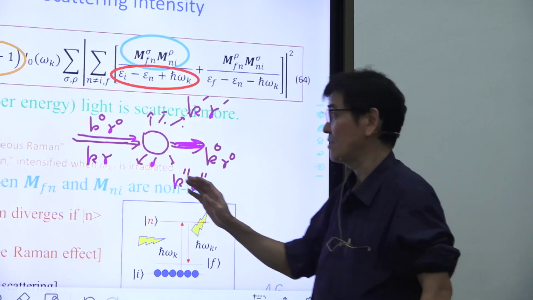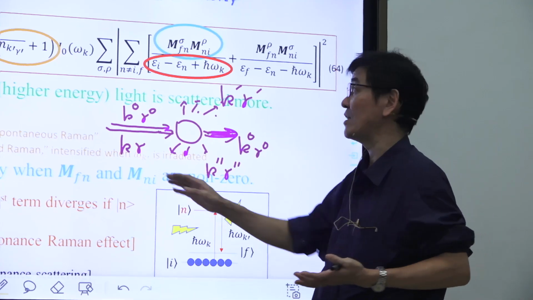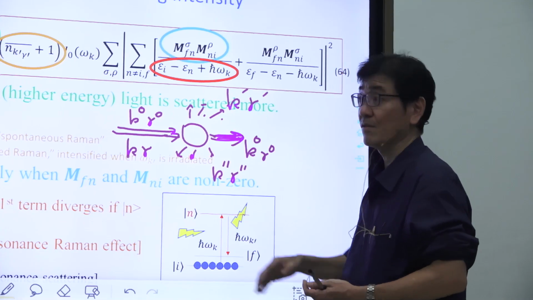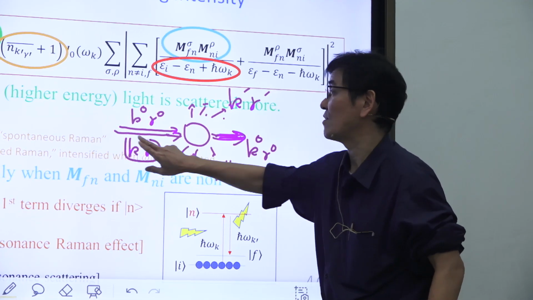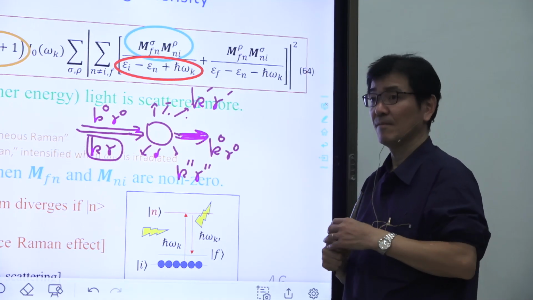So this is quite different from spontaneous Raman. Spontaneous Raman occurs without any additional light. Only the excitation beam is necessary. So it's a quite different experiment.